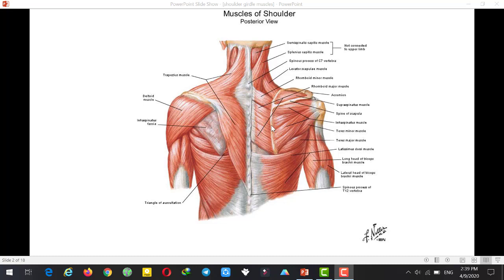Muscles in the scapular region, muscles in the back, muscles in the pectoral region, and muscles in the shoulder are the muscles that we want to learn about. First, muscles in the back. In the back we have 4 layers of muscles, but we want to learn about 2 layers of them that are connected to the upper limb. The first layer in the back has trapezius and latissimus dorsi.